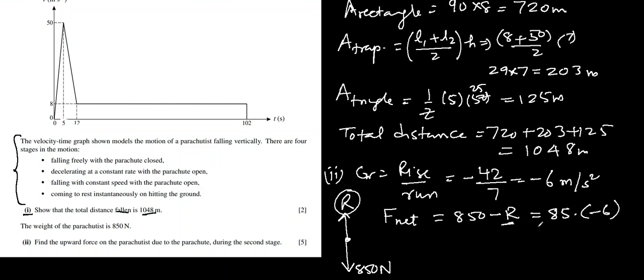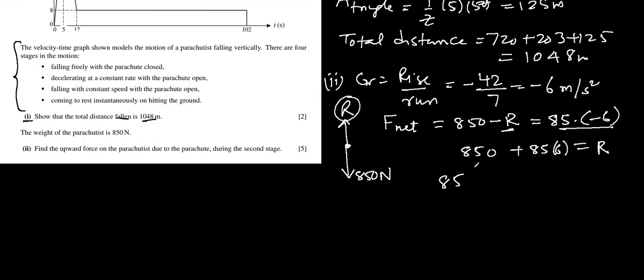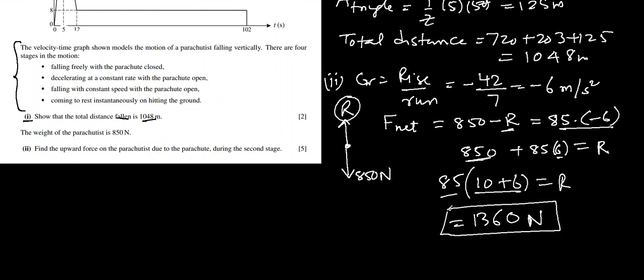So let's take R to the right and this to the left side. So 850 and this becomes plus 85 times 6 equal to R. And let's take 85 common from both. You can use a calculator, I'm just doing it mentally. So 10 is remaining in this and 6 is remaining in this, equal to R. So 16 times 85 will be 1360 newtons. This is the resistance force.